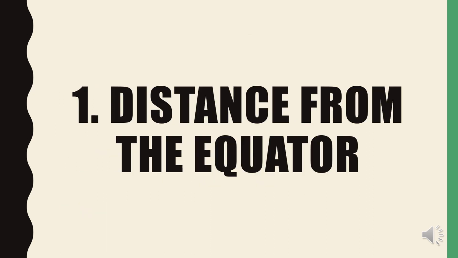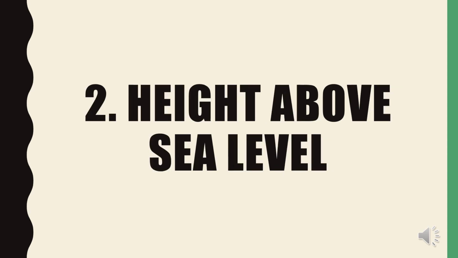Let us discuss number 1, distance from the equator. The area near the equator gets direct heat from the sun and is thus hotter than the rest of the areas. The more we move away from the equator, the sun rays are slanting over large areas and this makes the climate less hot.